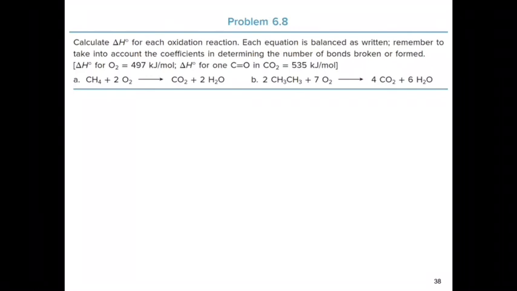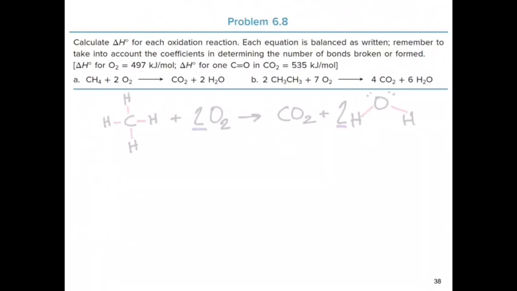So let's take a look at the first oxidation reaction here. So we have methane gas, which is being oxidized in the presence of oxygen gas to form carbon dioxide and water. So the very first thing that you want to do here is to identify the bonds that are being broken and also the bonds that are being formed. And then we're going to take a look at the values in table 6.2 to determine the delta H values for these bonds that are being broken and being formed.